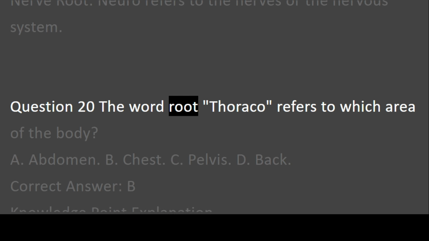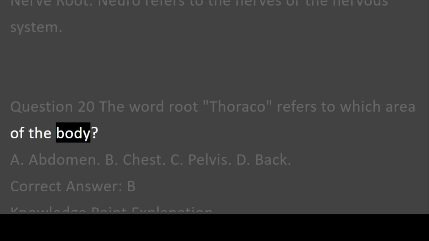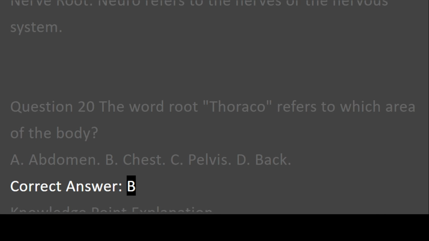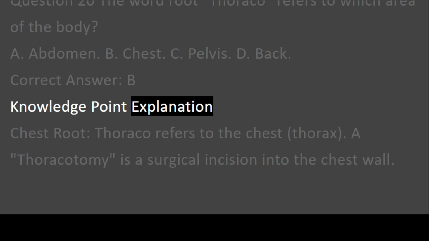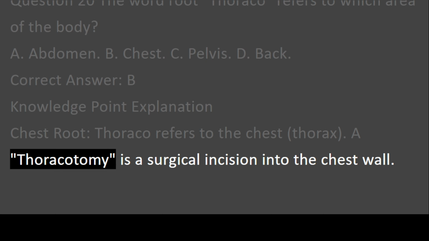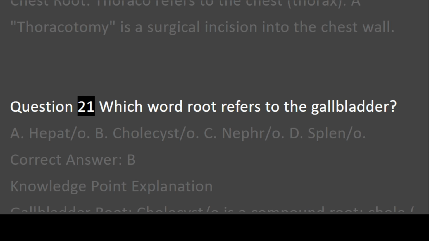Question 20. The word root thoraco refers to which area of the body? A. Abdomen. B. Chest. C. Pelvis. D. Back. Correct answer, B. Knowledge point explanation. Chest root, thoraco refers to the chest, thorax. A thoracotomy is a surgical incision into the chest wall. Question 21. Which word root refers to the gallbladder?